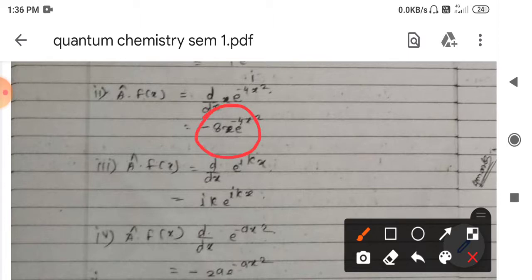The given function was only e raised to minus 4x square, but in the answer we are getting an extra x, minus 8x into e raised to minus 4x square. This extra x is obtained when we operate with a certain operator, the differential operator. So we can say that the given function, e raised to minus 4x square, is not an eigenfunction of this operator.